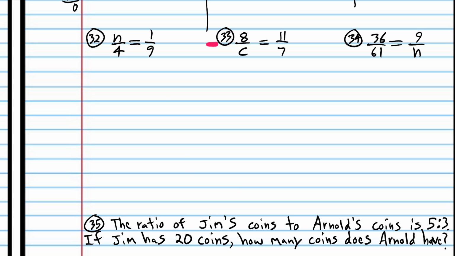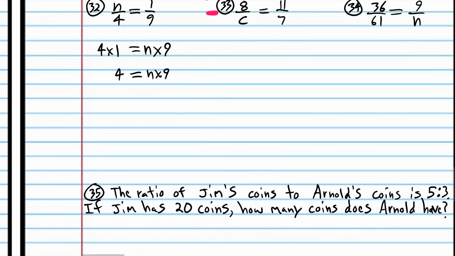All right, we're back. So we have to use cross multiplication. 4 times 1 is equal to n times 9. 4 times 1 is just 4. And we have to see how many times 9 goes into 4. That's just division. But remember, that's 4 divided by 9. So 4 divided by 9 can just be written as 4 over 9, and you're done.